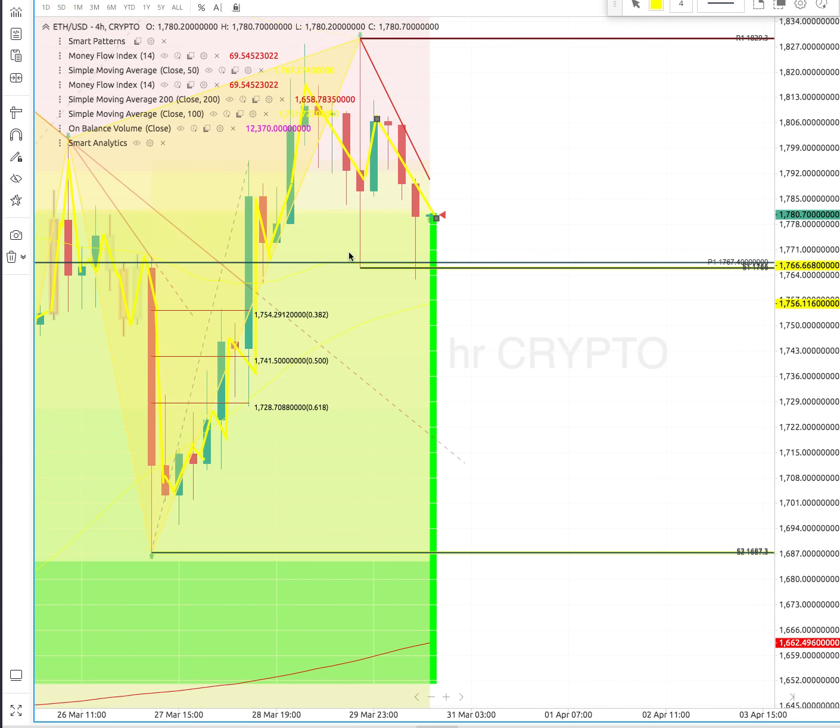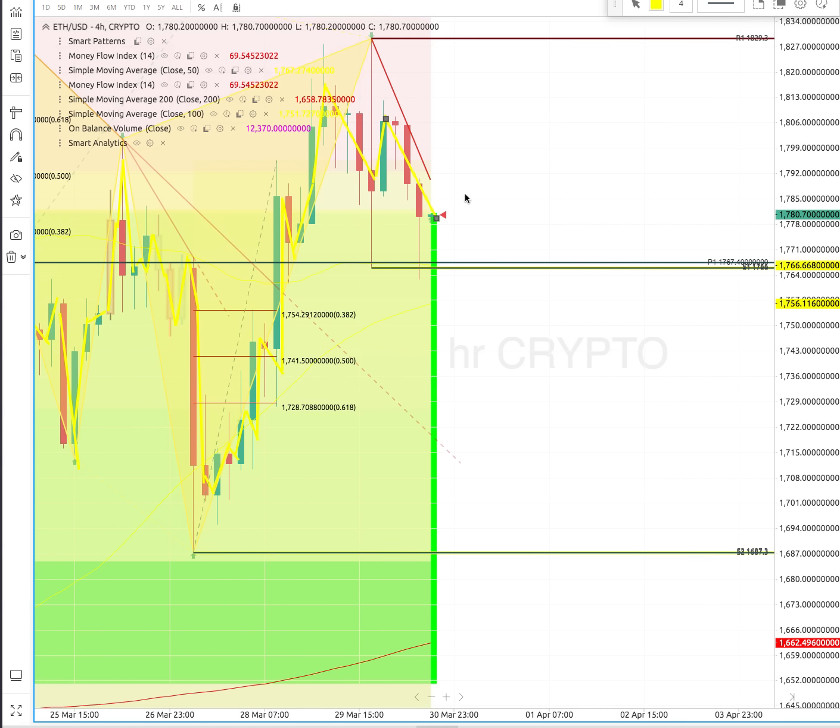Now, looking at this 4-hour chart, I'm seeing some things that give me some indication of where I could potentially place a trade on this.